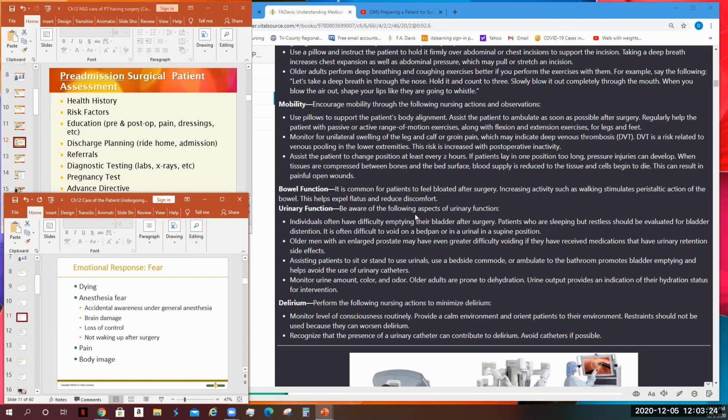DVT is a risk related to venous pooling in the lower extremities. This risk is increased with postoperative inactivity. Assist the patient to change position at least every 2 hours. If patients lay in one position too long, pressure injuries can develop. When tissues are compressed between bones and the bed surface, blood supply is reduced to the tissue and cells begin to die. This can result in painful open wounds.